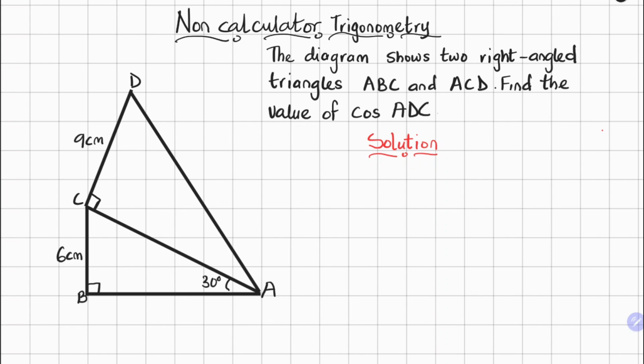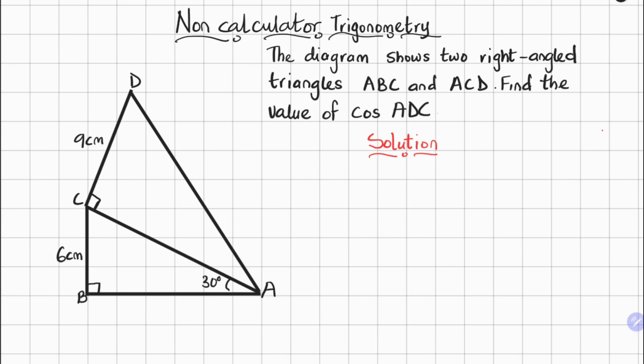Today we are answering this trigonometric question that we are required not to use a calculator. Now let's read the question together. The diagram shows two right-angled triangles, ABC and ACD. Find the value of cos ADC.